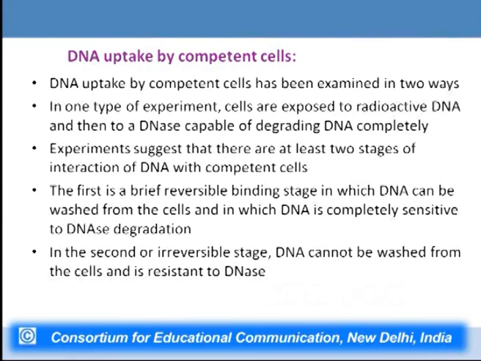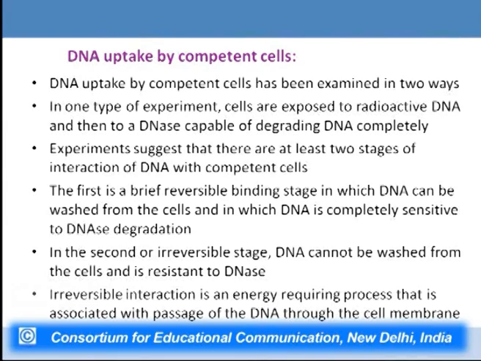The first stage is a brief reversible binding stage, in which DNA can be washed from the cells and in which DNA is completely sensitive to DNase degradation. That is, the DNA is bound to the cell, but it can be digested by DNase. Then there is the second, irreversible stage, wherein DNA cannot be washed from the cells and is resistant to DNase. In this stage, DNA is bound to the cell and cannot be cleaved by DNase.